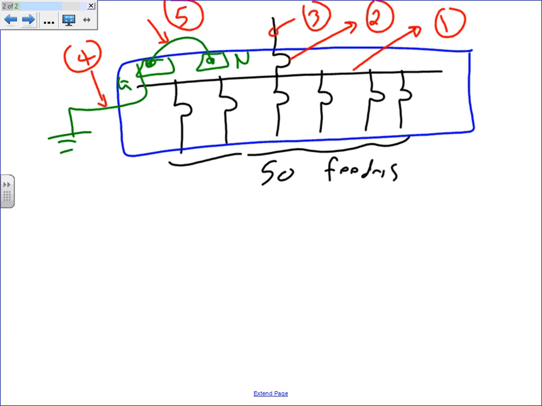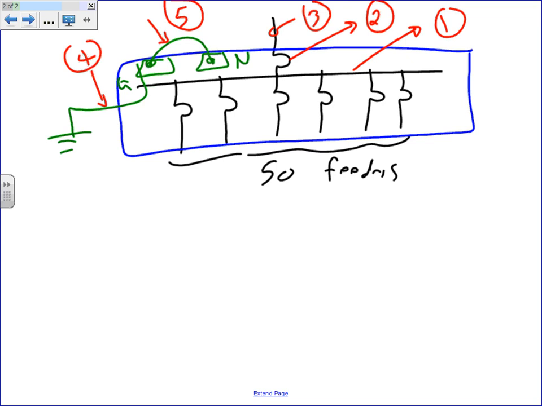Any question, guys, about what we're doing? We're sizing a service. This is service equipment for this park. And we're taking 50 feeders to feed all these pedestals that will be feeding all these manufactured homes. I'm concerned about the service. Most likely, guys, each one of these feeders will be at least 100 amps, and we size based on 100 amps.